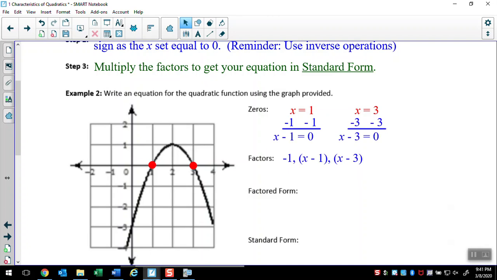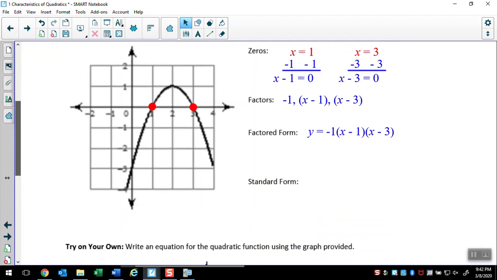And then we also have this negative 1 here because it opened down. And that told me that my a value, my coefficient of x squared, was negative. So we always pull out that GCF, that greatest common factor, and in this case we would just pull out a negative 1. So negative 1 is one of our factors. That's how we make it turn upside down. Alright, so my factored form would look like this. y equals negative 1 times x minus 1 times x minus 3.